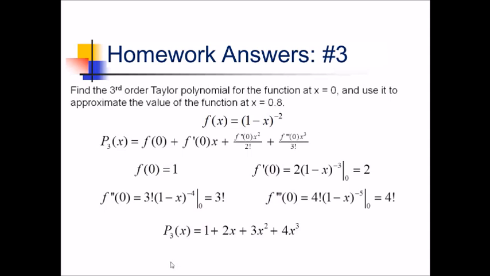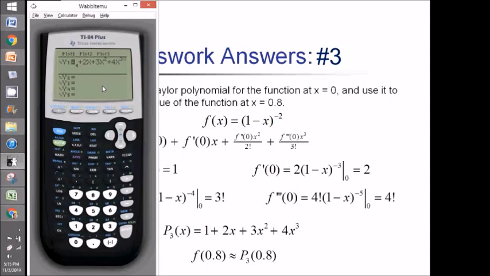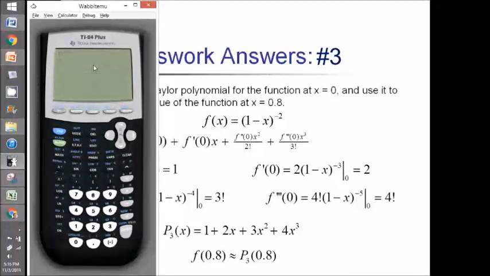So I'm going to write f of x is approximately p sub 3 of 0.8, which is going to come out to whatever the calculator tells us. So I've plugged my Taylor polynomial in as y1. Quitting out of that, I'll do alpha trace to pull up y1. Now I just have to plug in 0.8 to get an answer of approximately, well actually exactly, 6.568.